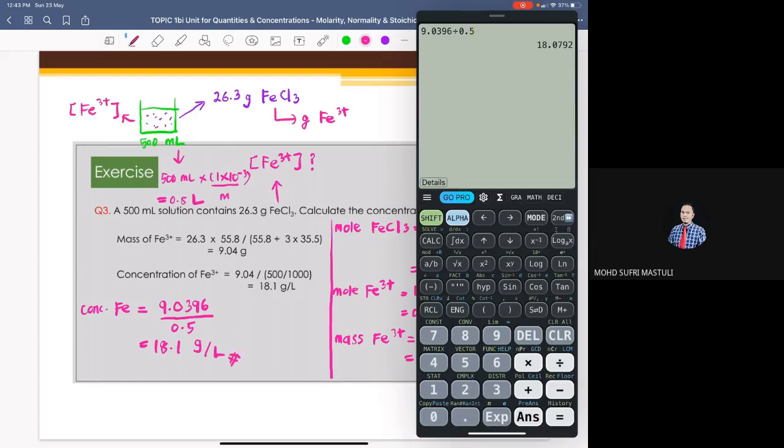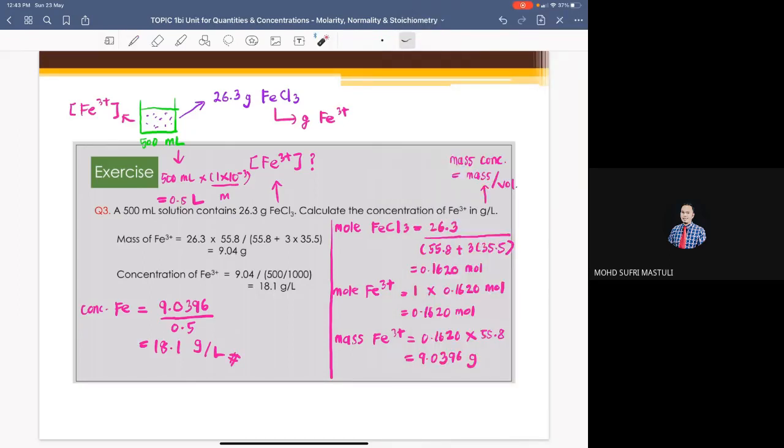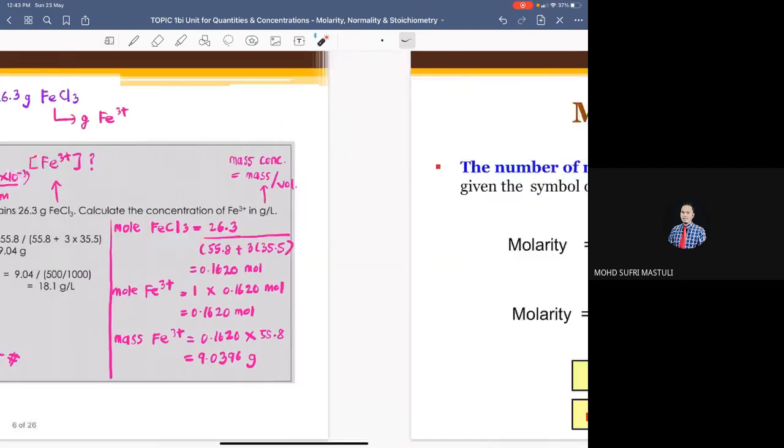Okay, so similar to this example, you have to try it on your own. Even though the answer is already given, you have to work it out. Okay, all right.